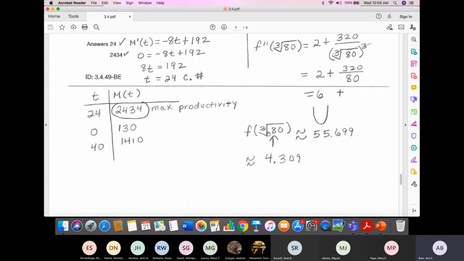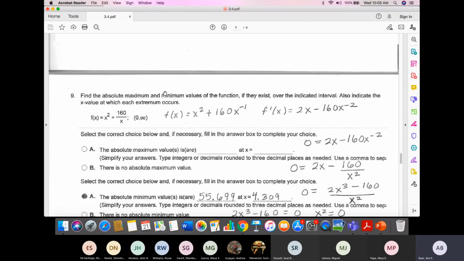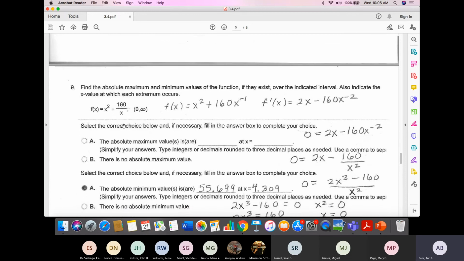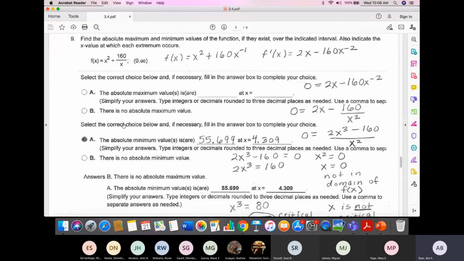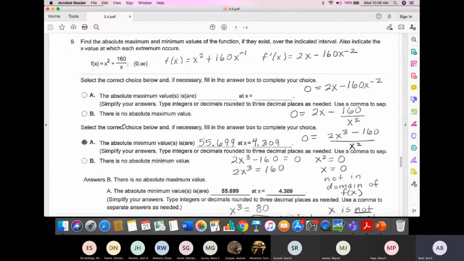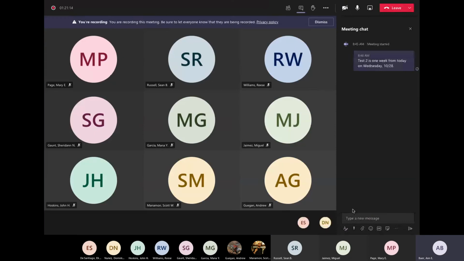So I don't remember what I did here, but I would probably take this cube root of 80 and plug it in here for x and here for x to get the corresponding absolute minimum value. Any questions on this particular problem? Anybody have any questions?